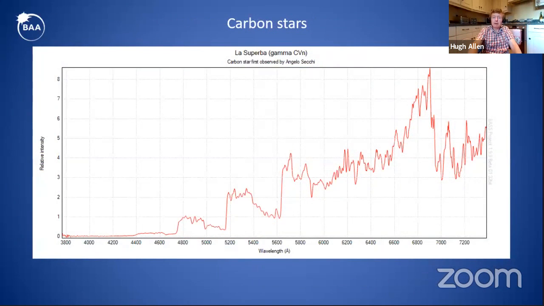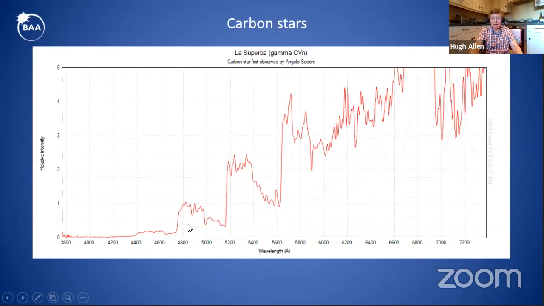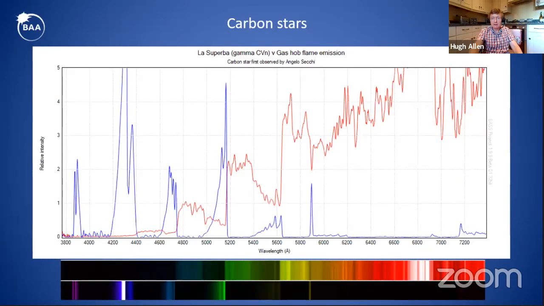And here's my spectrum of this beautiful orange star. And you can see that particularly here at this end, there are obvious band heads. And if we zoom in on that, so I'm just cropping the y-axis so we can just focus in on those three band heads. And then we position underneath it the spectrum of the gas hob flame.